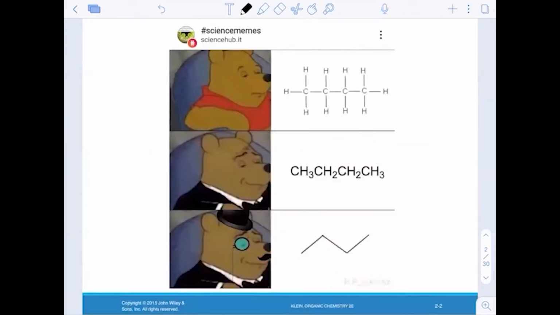As we dive into this chapter, let's just remember where we've been. We have had a home in Lewis structures. Hopefully we've had enough practice with Lewis structures that we're ready to cut the ties that bind us to that and move on to condensed and even skeletal structures.